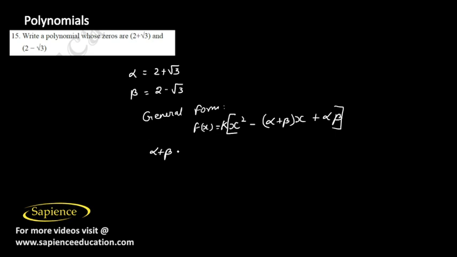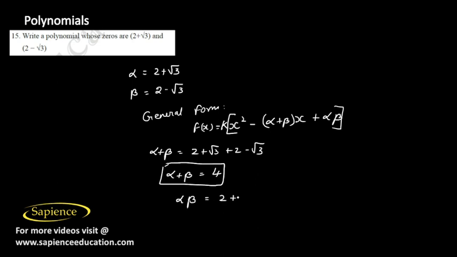So we need to find the values of alpha plus beta and alpha beta and substitute in this. Alpha plus beta is equal to 2 plus root 3 plus 2 minus root 3. Plus root 3 minus root 3 will get cancelled. So alpha plus beta is equal to 2 plus 2, which is 4. Now let's find the value of alpha beta. 2 plus root 3 into 2 minus root 3. This is of the form a plus b into a minus b. So this will be 2 square minus root 3 square, which will be equal to 4 minus 3, which is 1. Product of the zeros is 1.